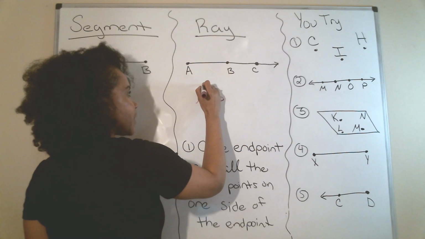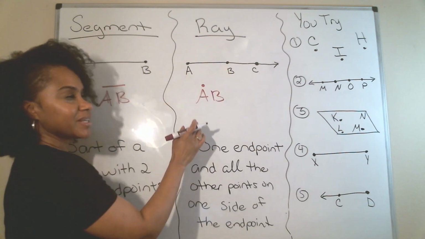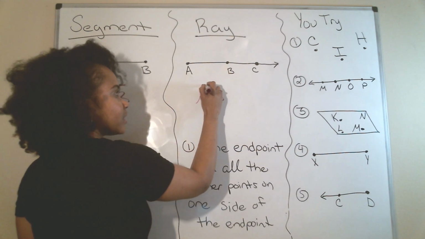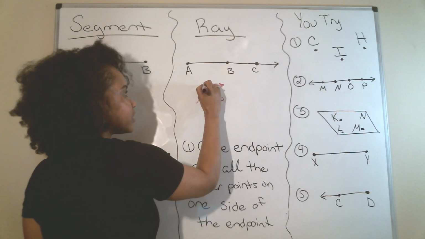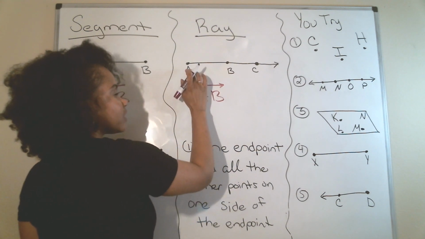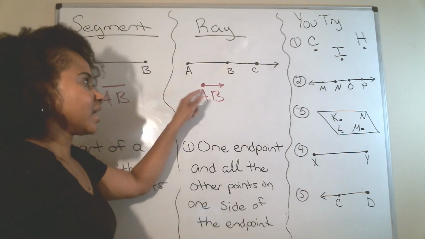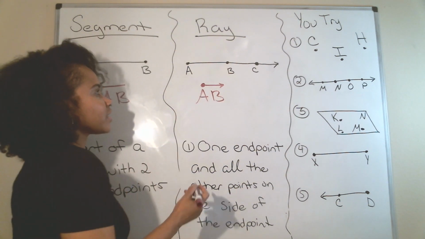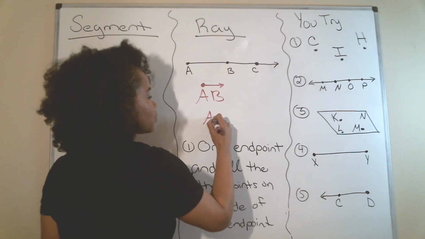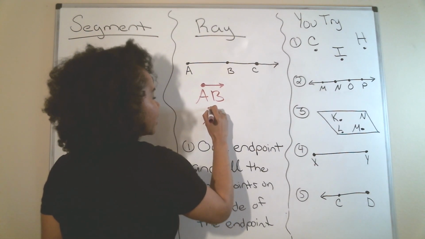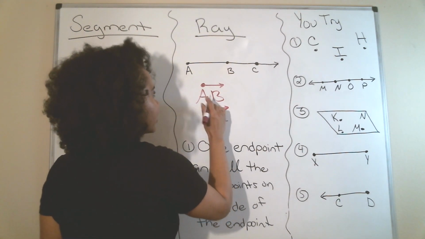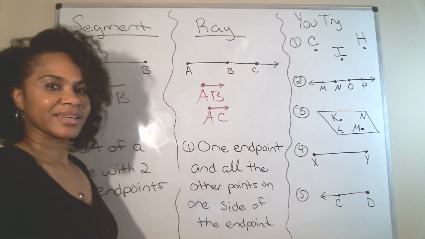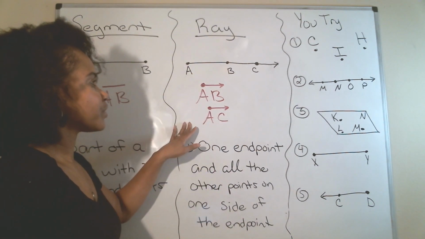And then my first letter should actually be the endpoint of the ray. And then I want to draw my ray symbol above it, with my endpoint above the actual endpoint, with the actual ray above those two letters. I could call this ray AC as well. All right. So I have to start it with A because A is my endpoint for the ray.